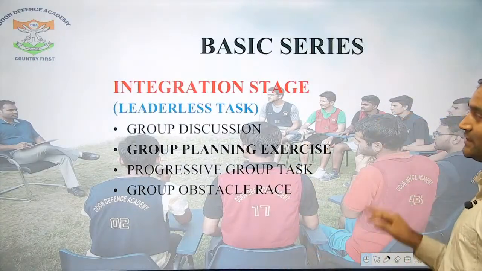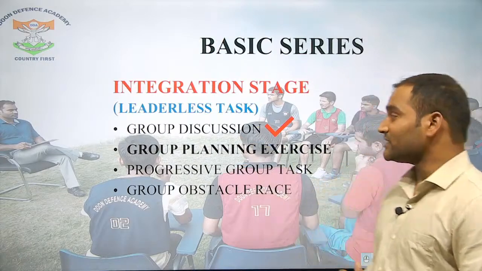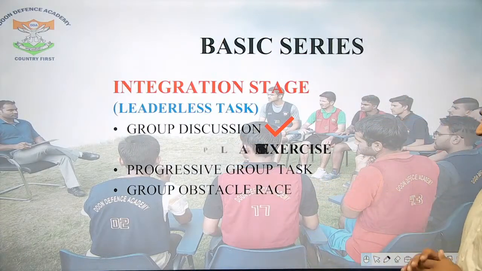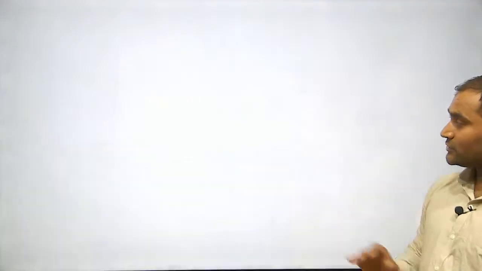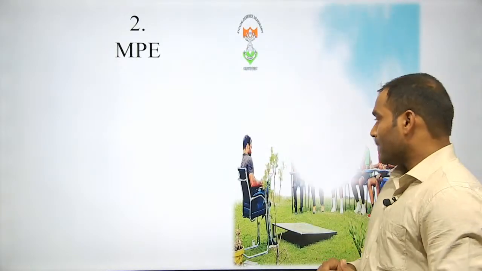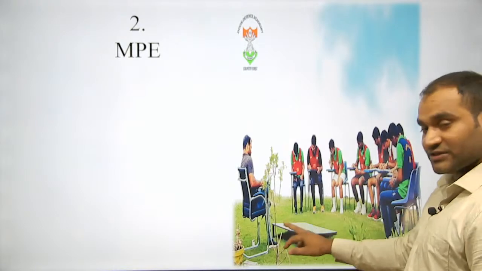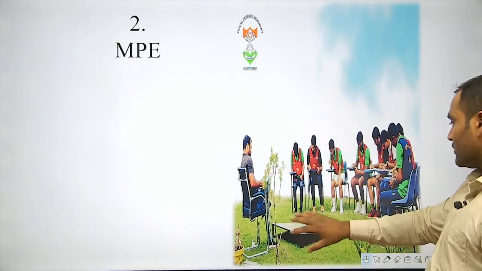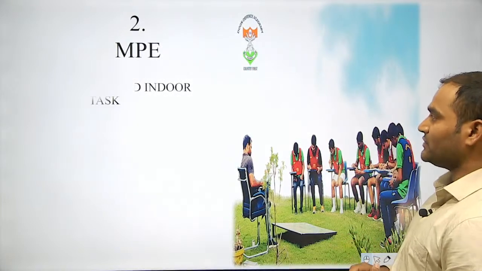So, I think in the basic series we have covered the group discussion. The next further thing is the group planning exercise or military planning. Here is how it goes and how it is conducted. First, you know that there is a military chart or some kind of map. You are all given seats in that row, and this is called military planning.